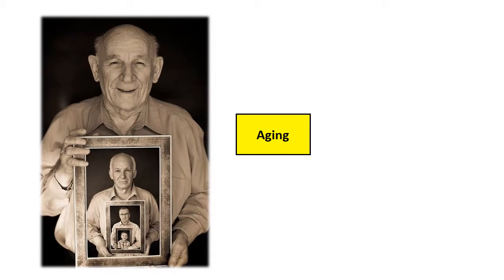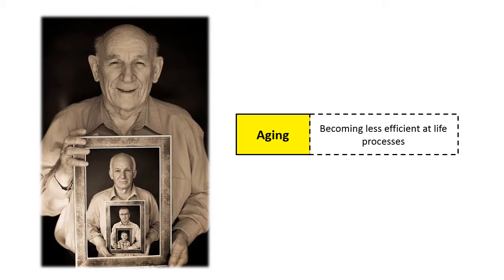Now, closely related to both growth and development is the concept of aging. And a lot of people think aging just means getting older, but that's not exactly what aging means. It actually means becoming less efficient at life processes. So those things that life does, when you age, you just become a little less good at them. So it is possible to grow older without actually aging if your body's efficiency process stays the same.